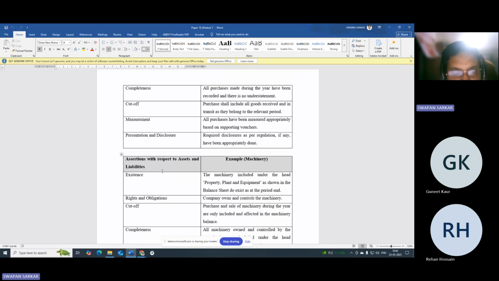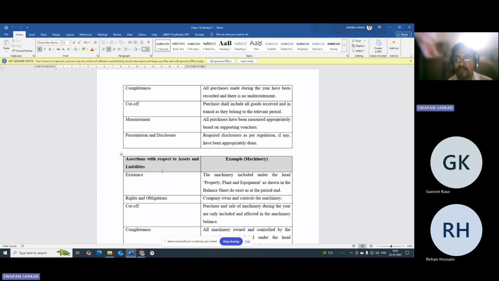the assertions are as follows. First of all, existence. That is, for example, the machinery included in the head property, plant and equipment, as shown in the balance sheet, does exist as at the reporting period end. Then rights and obligations. Company owns and controls the machinery.